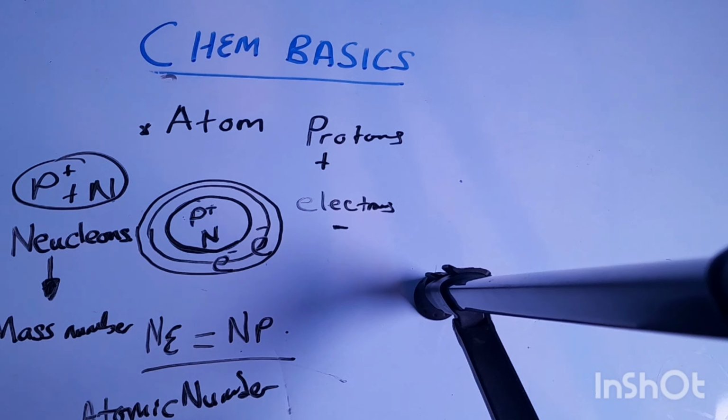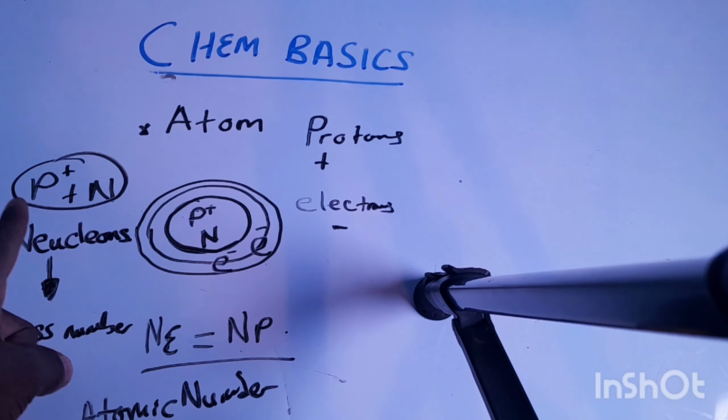Mind you, don't forget that the periodic table has elements with different atomic numbers, right? But don't forget that electrons and protons give us the atomic number, and protons and neutrons give us what we call nucleons, which is the mass number, right? Yes.